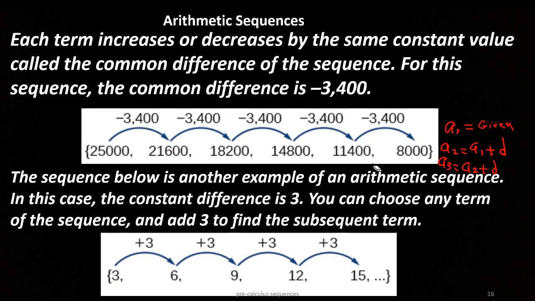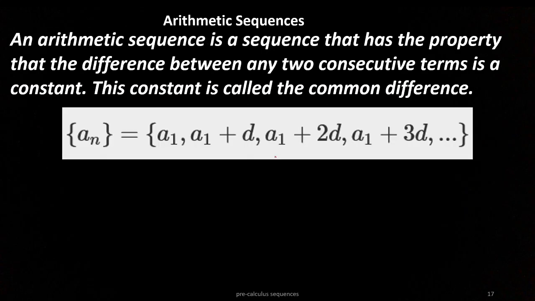Now, the way you find that number that has been added, whether it is positive or negative, is to subtract the pairs of numbers that we are given here. If you subtract them, you get that number. See, 6 minus 3, 3. 9 minus 6, 3. 12 minus 9, 3. 15 minus 12, 3. So that's called the common difference, and we call it D. So that's how we get the terms of an arithmetic sequence.